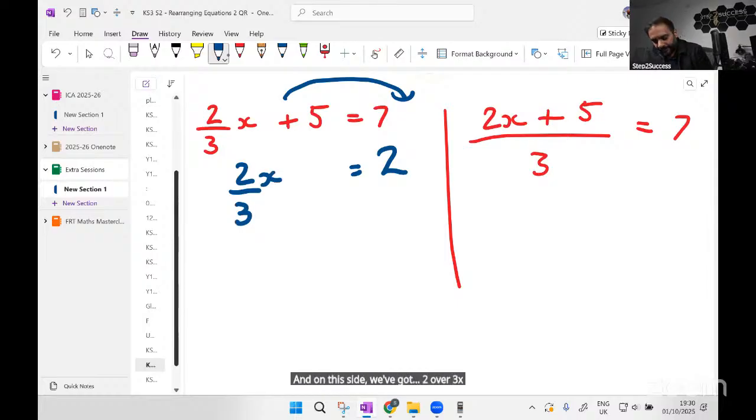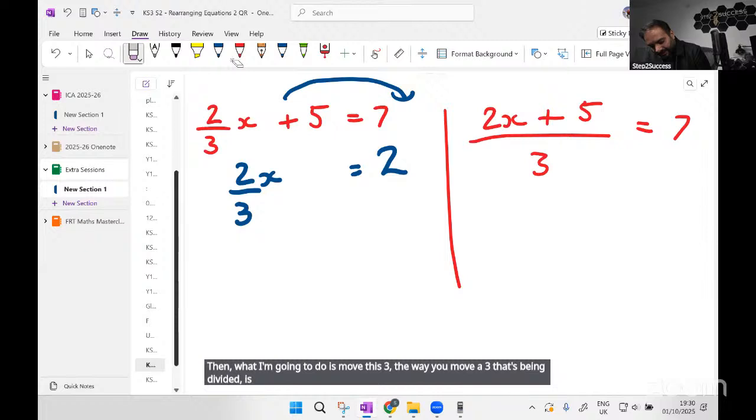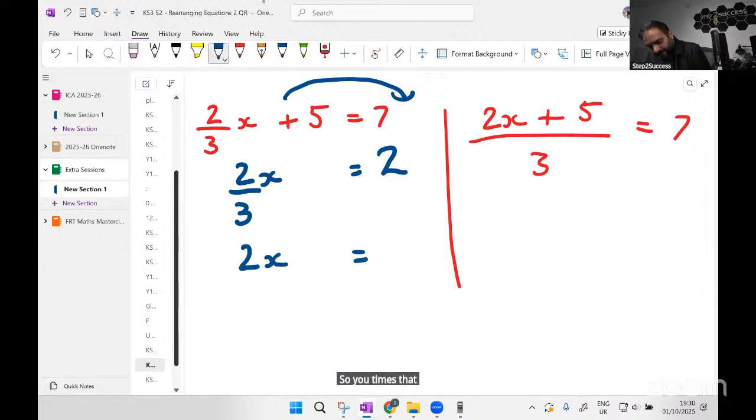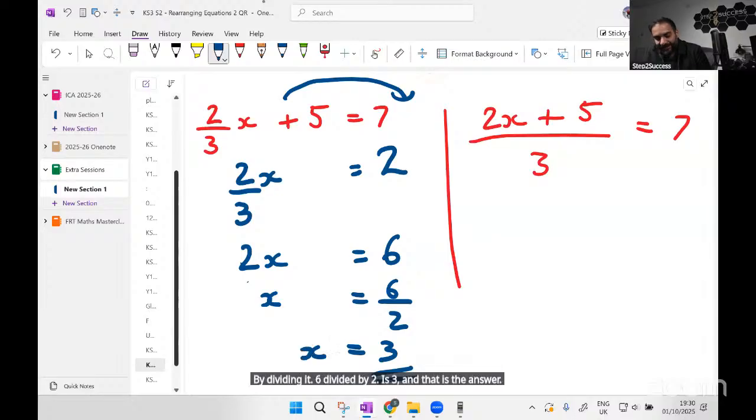Right. Then I'm going to move this 3. The way you move a 3 that's being divided is by timesing it. So you times that 3 by the 2. 2 times 3 is 6. And then you move this 2, because it's being times right now, by dividing it. 6 divided by 2 is 3. And that is the answer to that question.